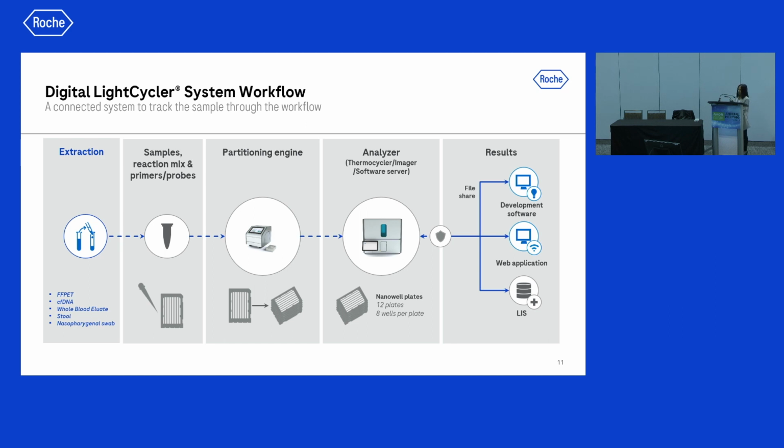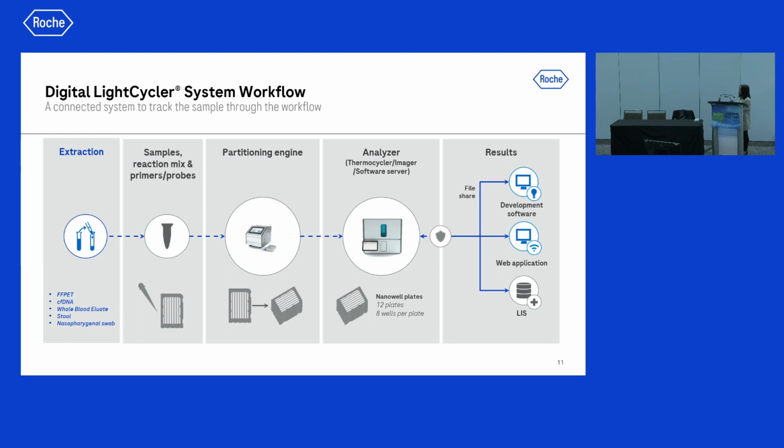So in the diagnostic workflow, first we have samples that are entered into a web application, either manually or through a lab's LIS system. And then each is associated with a particular bar-coded nanowell plate. And that means that at the outset, the sample is fully positively tracked throughout the entirety of the workflow. So once that assignment occurs, you can imagine that you have your extracted sample. We are compatible with FFPET, cell-free nucleic acid, whole blood, stool, as well as swab.